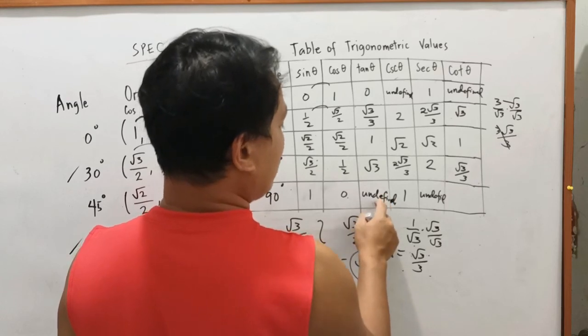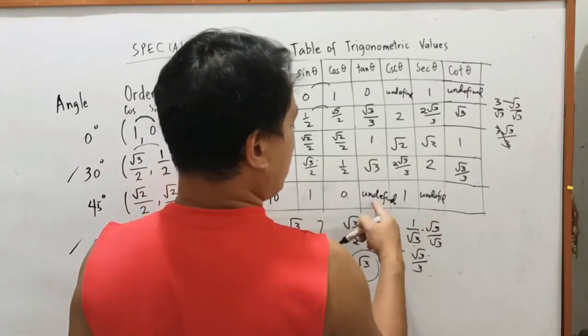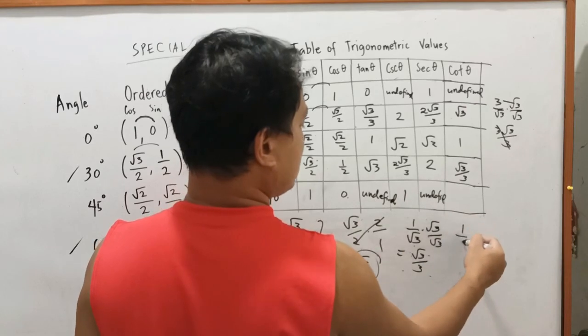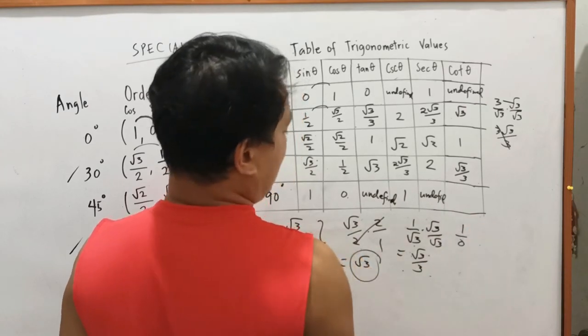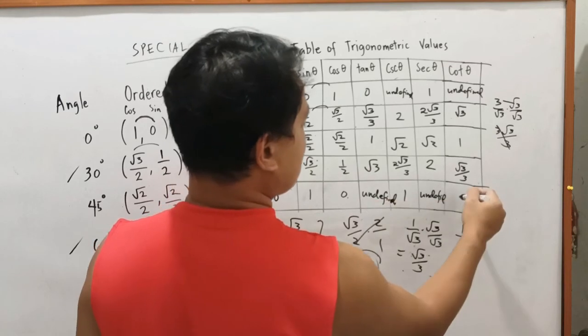Again, the reciprocal of undefined, that is, we're going to write first undefined, 1 over 0. Again, the reciprocal of undefined is 0.